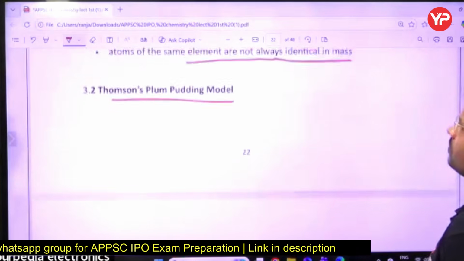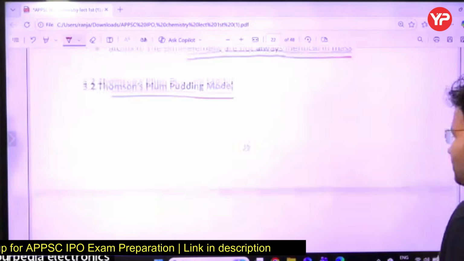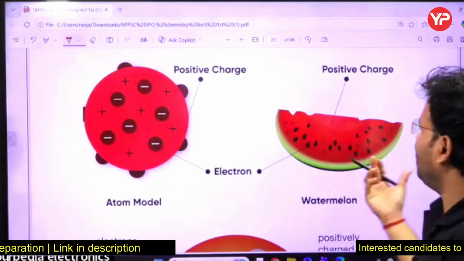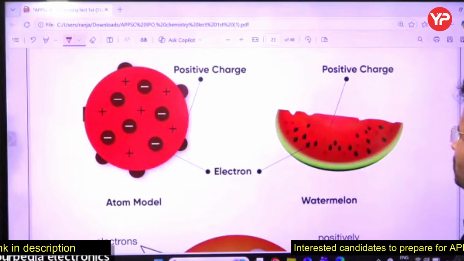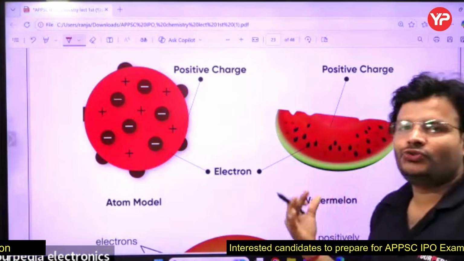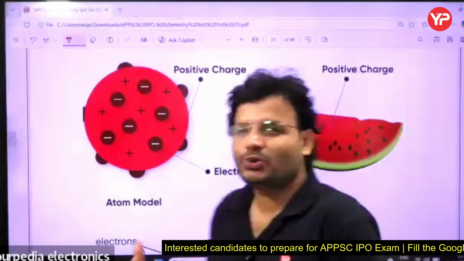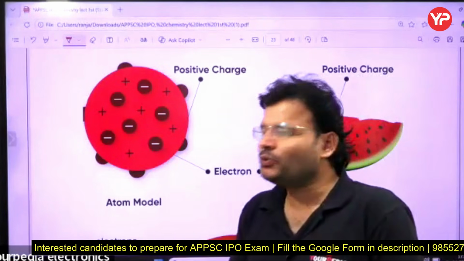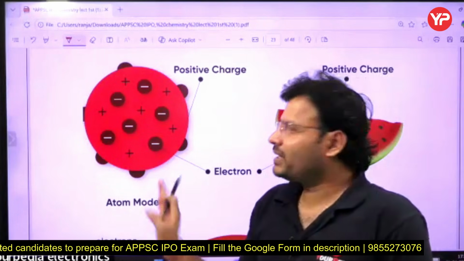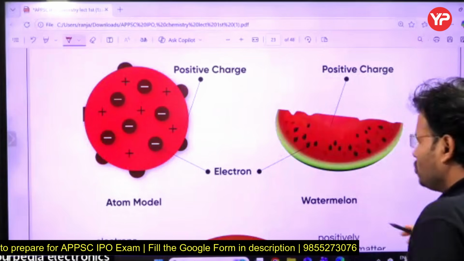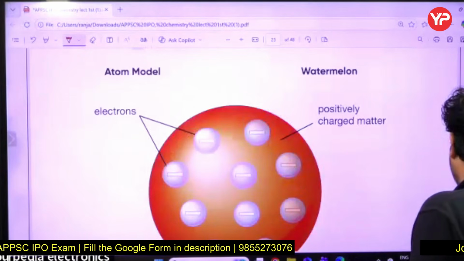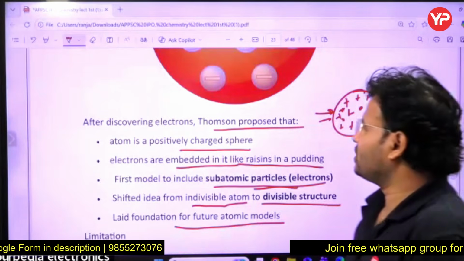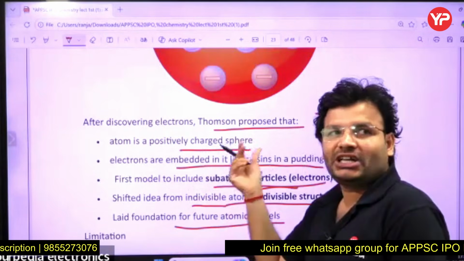After that, another model is called the Thomson plum pudding model that you saw in the last class. It is something like a watermelon, where the seeds behave like electrons, and most of the part is filled with positive charge, the protons in your words. Later it was proved that it is not correct, but it was proposed by Thomson. After discovering the electrons, Thomson proposed that the atom is a positively charged sphere.